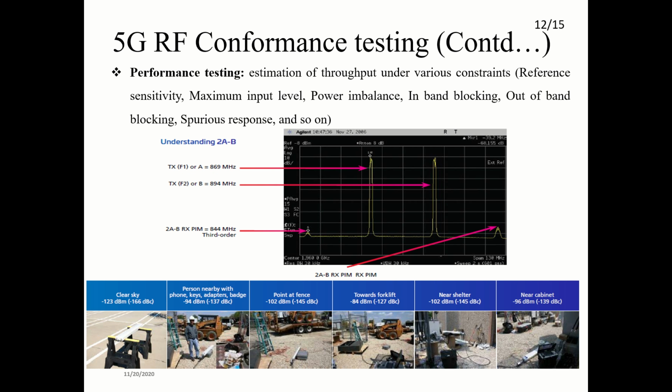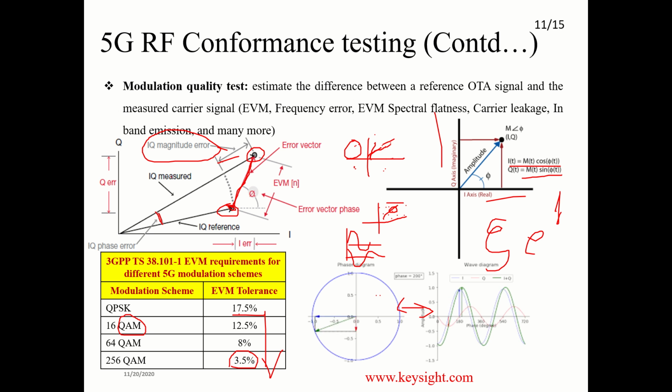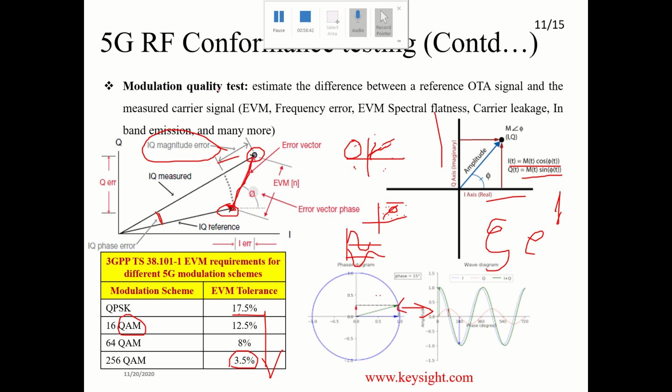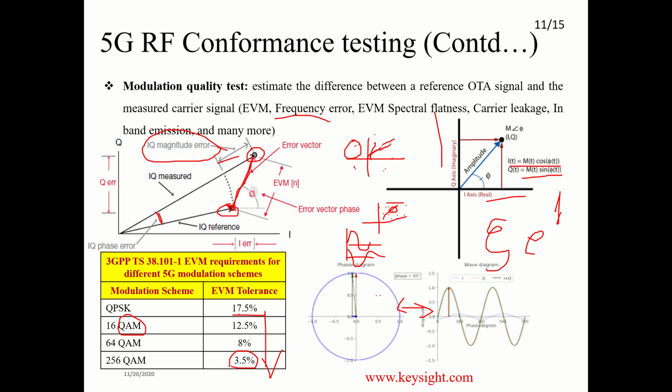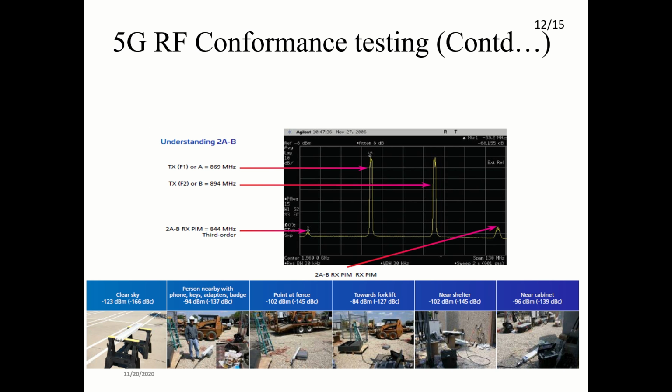Next is performance testing. Modulation quality we have seen. Apart from EVM, you have frequency error, which should be within the tolerance. Then EVM, spectrum flatness, carrier leakage, in-band emission, and many more.